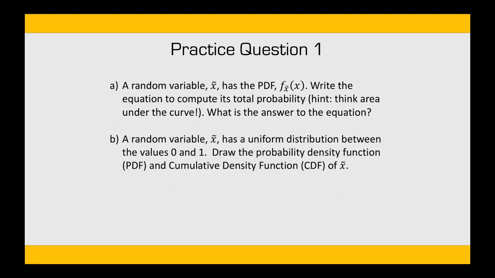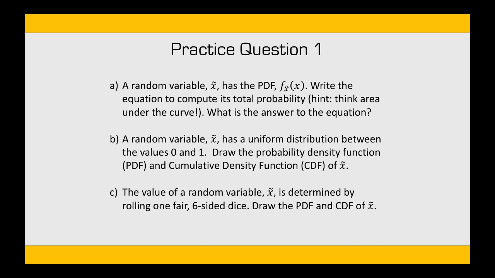Part B: a random variable x has a uniform distribution between the values of 0 and 1. Draw the PDF and the CDF of this variable. And C: the random variable x is determined by rolling one fair six-sided dice. Draw the PDF and CDF of this variable.